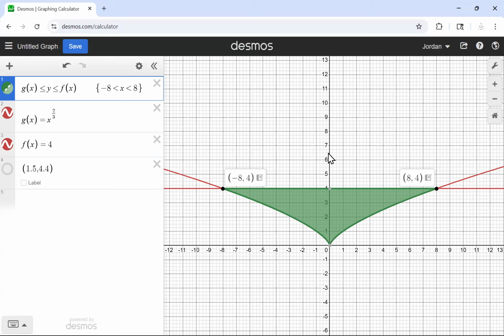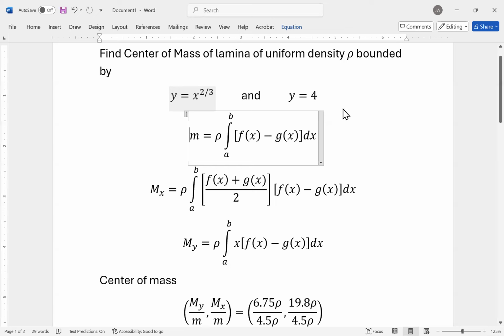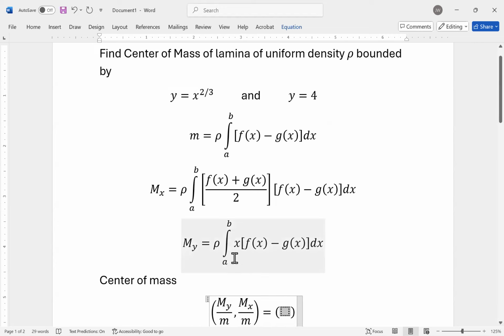By the way, we can see that this is symmetric about the y-axis, so I would bet that the moment about the y-axis is going to end up being 0. We'll confirm that though. So now that we know that, we're ready to rock. So we're ready to go.